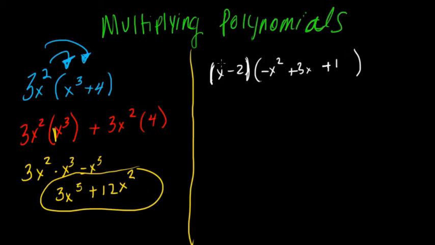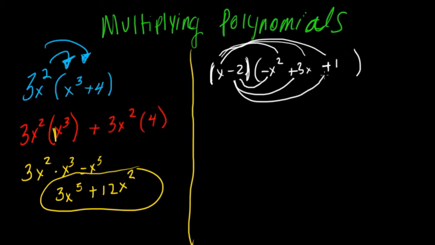We'll take this first term x times everything in parentheses, and we're going to subtract from it this 2 multiplied times everything in parentheses. With that being said, let's get started. We have x times minus x squared. Now plus this x times this 3x, plus, because the sign on this x is positive, so I'm going to put a positive sign here. So x times this positive 1.